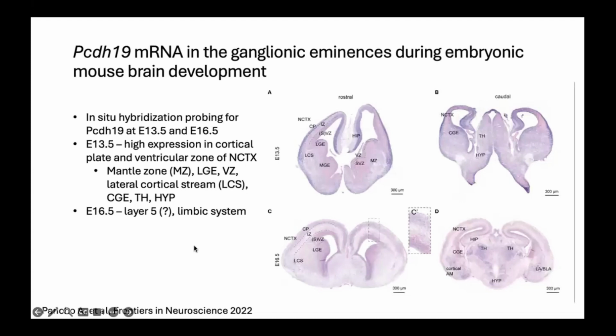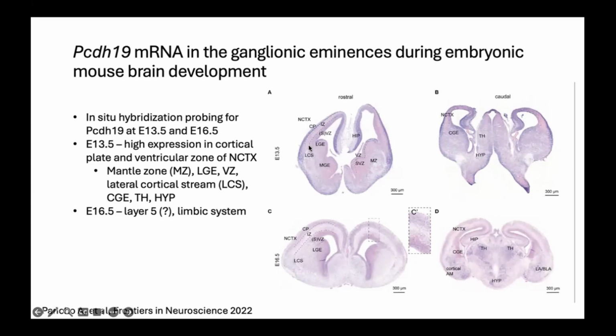A few years ago, this group published some really fantastic data looking at interneurons in PCDH19. They used a couple different techniques to look at how much PCDH19 is present in different areas of the brain. So this is in situ hybridization, looking specifically at the mRNA. They did find that there is PCDH19 mRNA present in the neonatal cortex, but also in the ganglionic eminences as well. And they looked as early as E13.